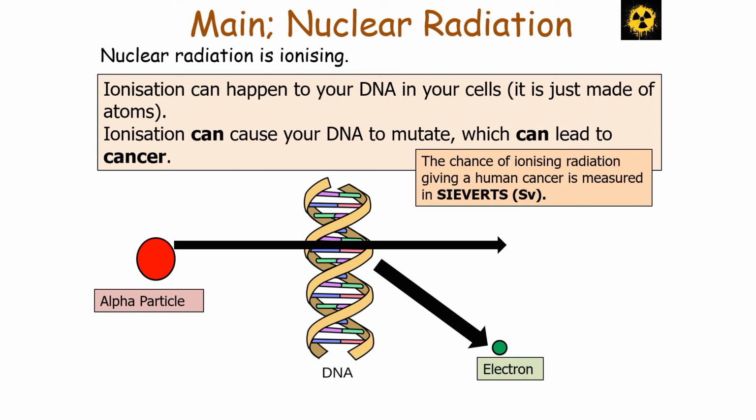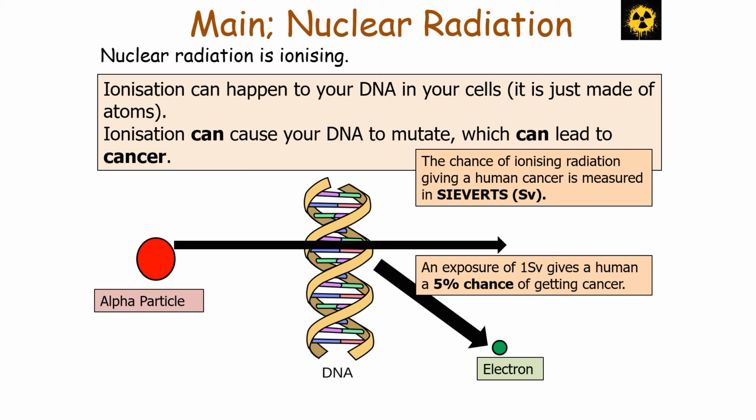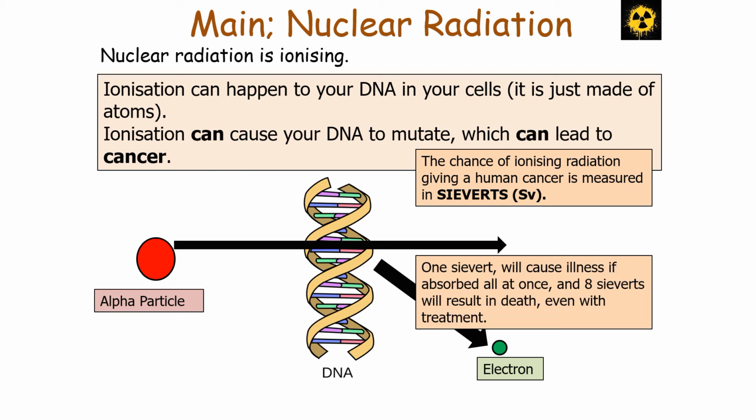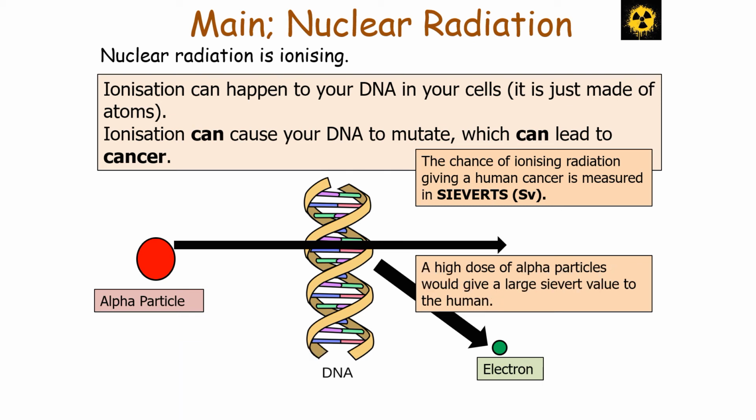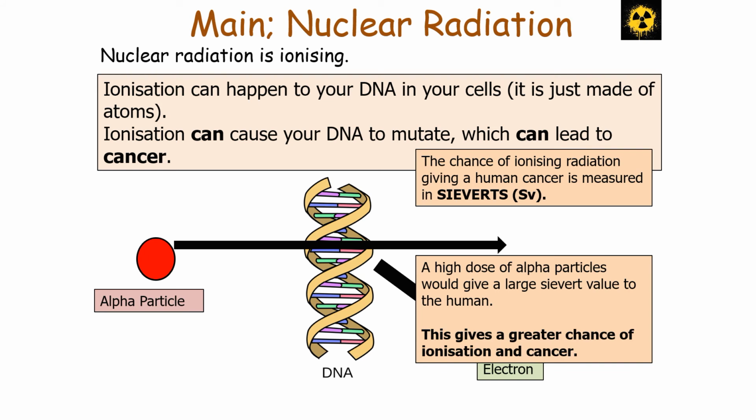So the chance of ionizing radiation giving humans cancer is measured in sieverts. So an exposure of 1 sievert gives a human a 5% chance of getting cancer. So 1 sievert will cause illness if absorbed all at once, and 8 sieverts will result in death even with treatment. So the value of sieverts depends on the dose of radioactive emission and the type of radioactive emission. So the value of sieverts also depends on the part of the body where it hits. Now a large dose of alpha particles will give a large sievert value to a human, so it gives a greater chance of ionization and cancer.